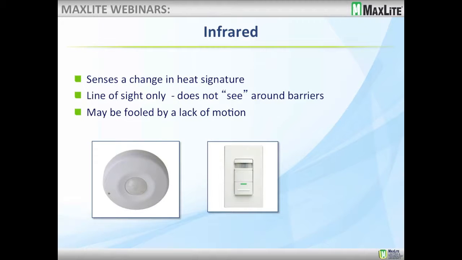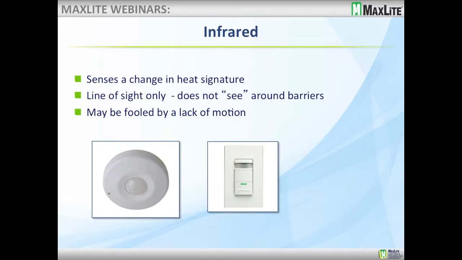The infrared sensor is looking at heat signature, and it senses a change in heat signature. So it's looking at the room and saying, how hot is the room, and do I see a heat signature that's moving? It doesn't see around barriers. You have to have line of sight in order for an infrared sensor to work. That's one limitation on the infrared sensor, although what's good about it is that it usually is very fast to sense an occupant walking into a room because immediately it sees a heat signature change.